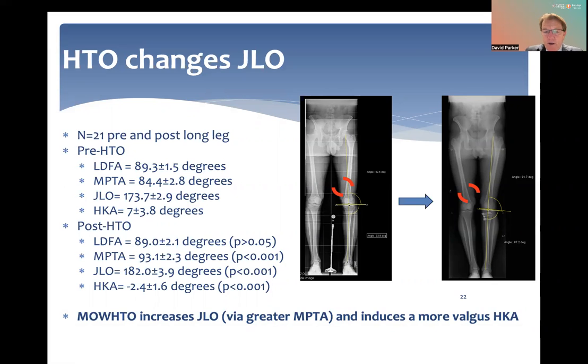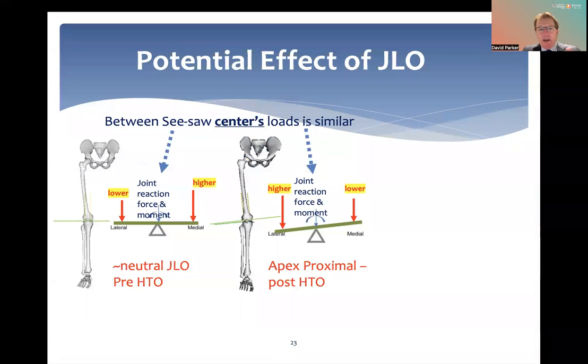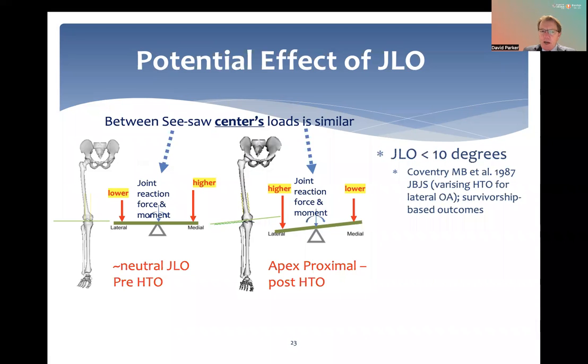And so the opening wedge osteotomy increases the joint line obliquity by increasing the medial proximal tibial angle, and this is what creates the more valgus knee alignment. Now, if we look at the actual effect of this, if you look at the seesaw analogy, when we have the same load, but we add in some obliquity, then we increase the load on the lateral side of the knee. So it may be that by having obliquity, this has an additional effect on the loads on the lateral compartment beyond just the valgus.